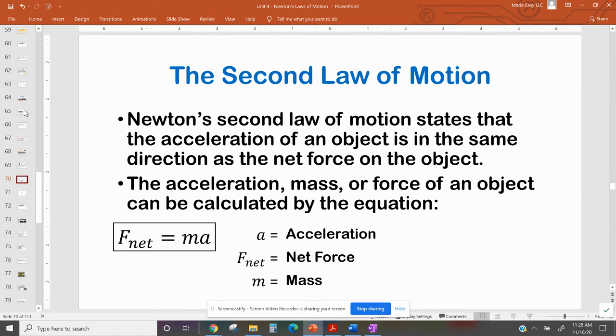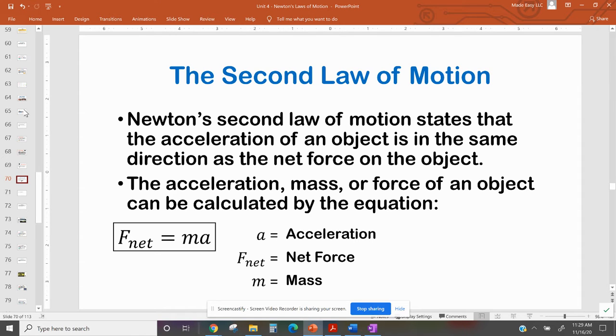So Newton's second law of motion states that the acceleration of an object is in the same direction as the net force on the object. That makes sense. If you push forward on a refrigerator, you would expect it to move forward.